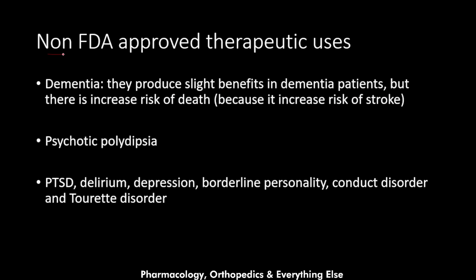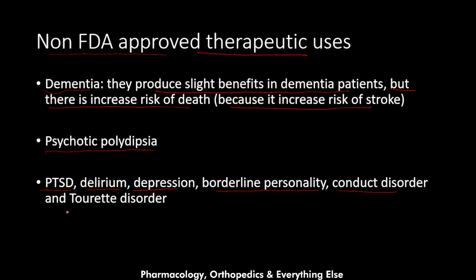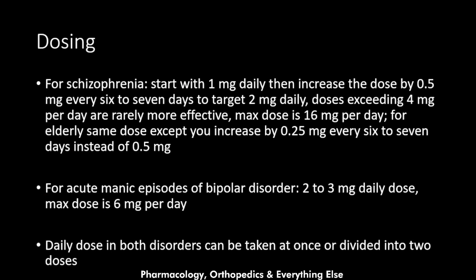And there are non-FDA approved therapeutic uses like dementia. So risperidone produces slight benefits in dementia patients, but there is an increase in the risk of death because it increases the risk of stroke in these people. And it is also used for treatment of psychotic polydipsia and for PTSD, delirium, depression, borderline personality disorder, conduct disorder, and Tourette disorder. Now let's talk about the dosing of this medication.